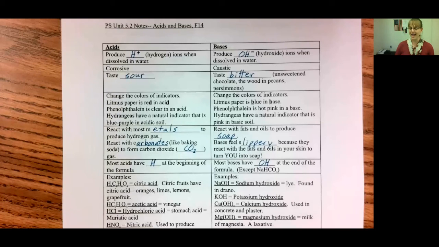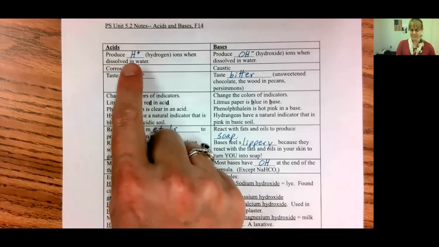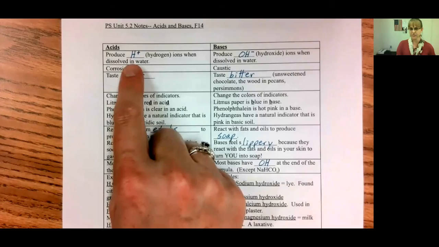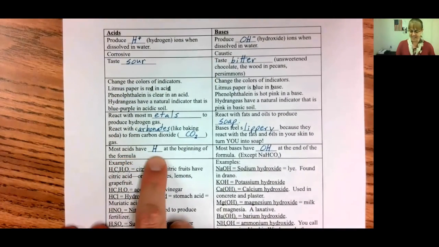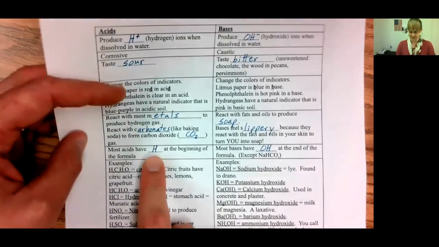Today we are learning about acids and bases. How do you know if you have an acid or a base? Well, acids produce hydrogen ions when they are dissolved in water. That's because most acids have hydrogen at the beginning of the formula.